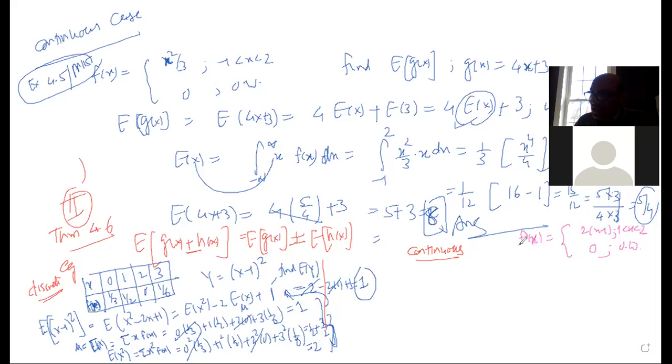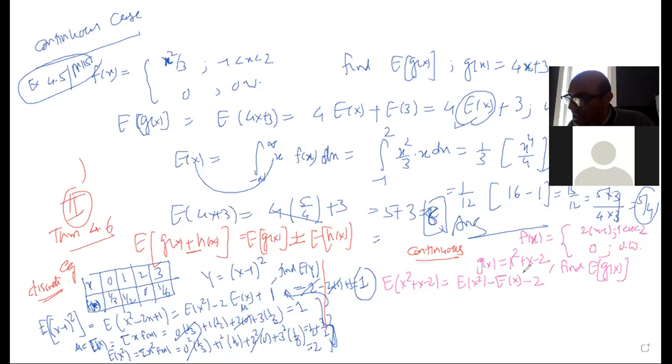And find the expected value of the function g(x) = x squared plus x minus 2. So find the expected value of g(x). That is the question. So naturally, expected value of g(x), that is equal to x squared plus x minus 2, is equal to expected value of x squared plus expected value of x minus 2, as it is. So expected value of 2 is 2. Right, now I can find both of these terms separately.